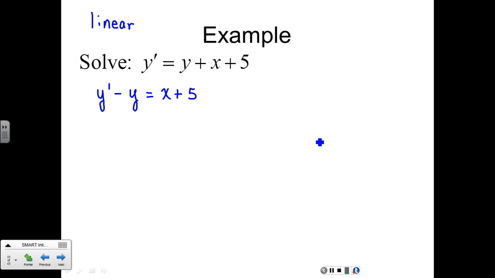Yeah, you just want the y prime and the y on the left side. Make sure you get the y prime and the y on the left side. That's the main thing. What is your p of x in this problem?